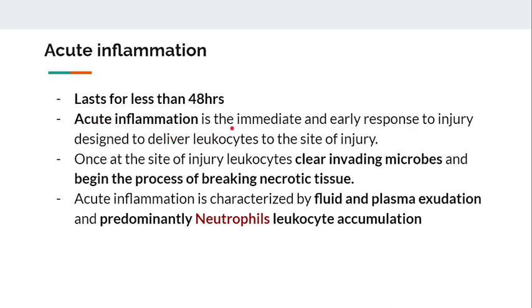Then it is also the immediate and early response to injury designed to deliver leukocytes to the site of injury. Leukocytes, I'm sure we are aware that we're talking about white blood cells here. Then the specific type of white blood cell under acute inflammation is the neutrophil. The neutrophils are quite a lot in number in your body, and they are the first to arrive at the site of injury.